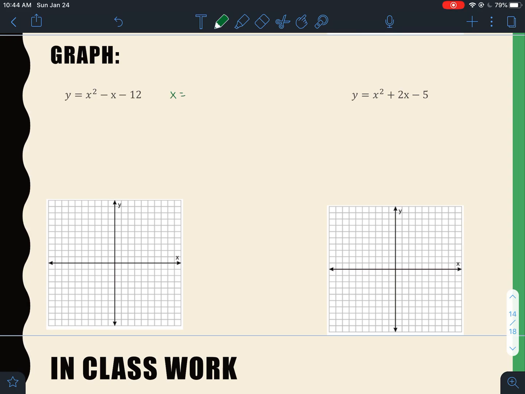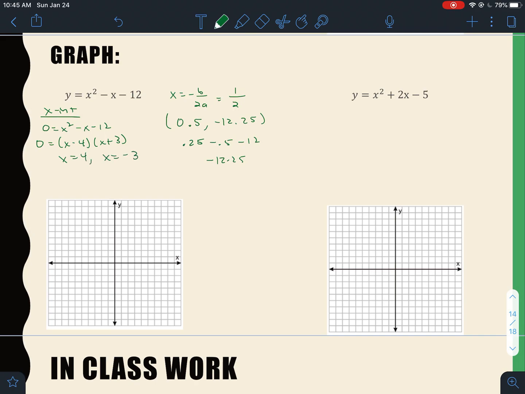All right, so x equals the opposite of b over 2a. So this is going to be 1 over 2. So my vertex is going to be at 0.5, and then to find the y, we would get 0.25 minus 0.5 minus 12. So this would be -12.25. So my vertex is going to be at 0.5, -12.25. X-intercepts, we have 0 equals x squared minus x minus 12. So this would factor into x minus 4, x plus 3. So my x-intercepts are at 4 and -3. Y-intercept, plug in 0 for all the x's, and my y-intercept would be at -12.